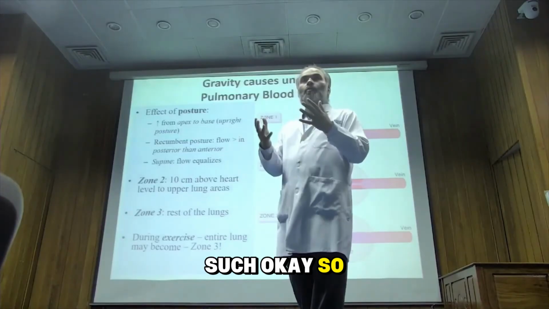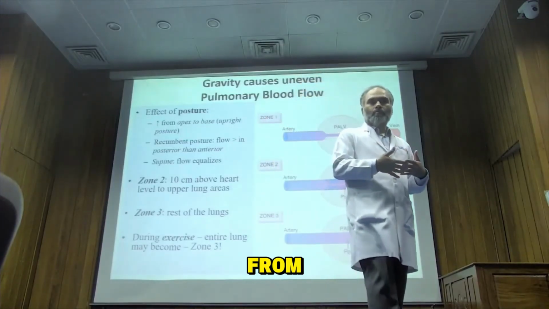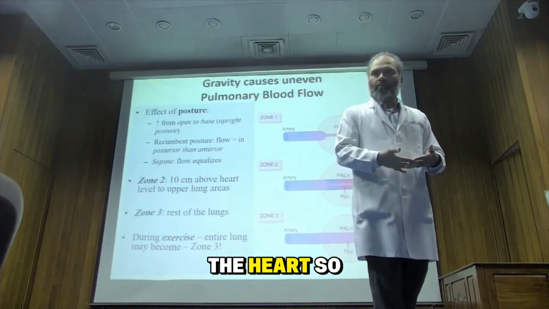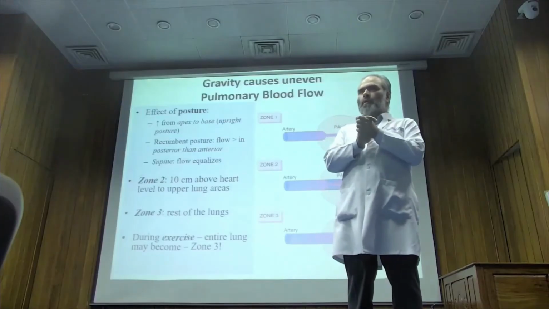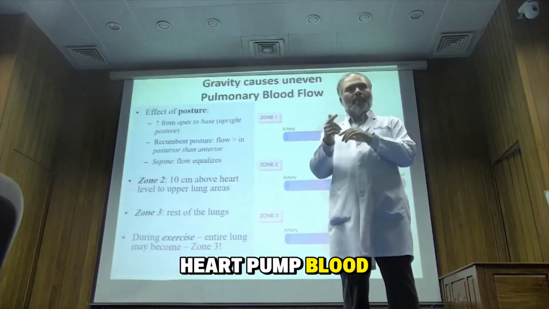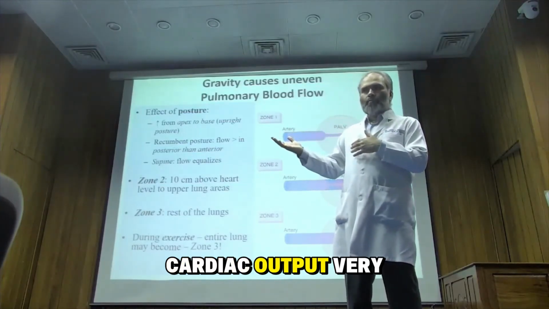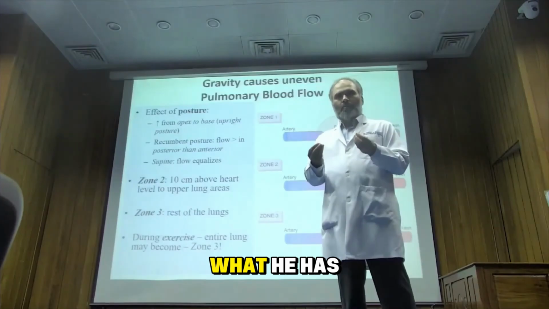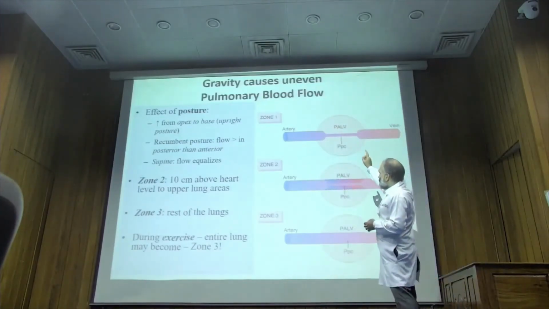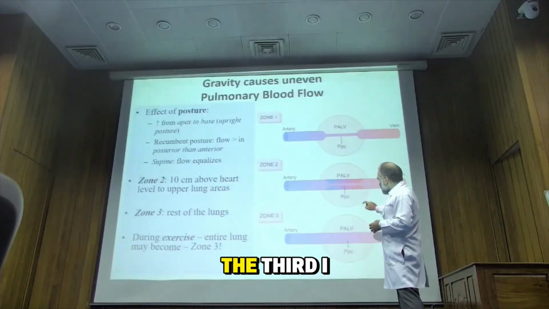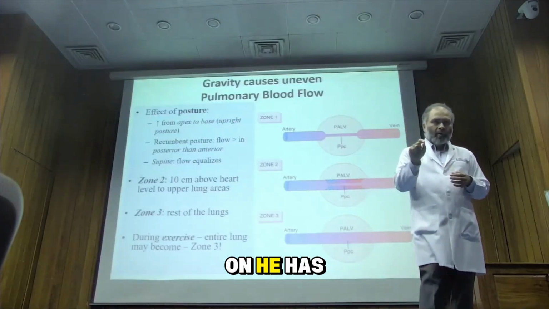No mention of ventilation as such. Okay. So when we are talking about blood flow, where does the blood come from in the lung? The heart. So it's natural to think about, okay, how does the heart pump blood into the lungs? So you have to go to cardiac output. Very simply, what he has demonstrated in this diagram here, for the upper diagram, the middle, and the third, I will come to the zones in a bit. Observe what's going on. He has made an artery.